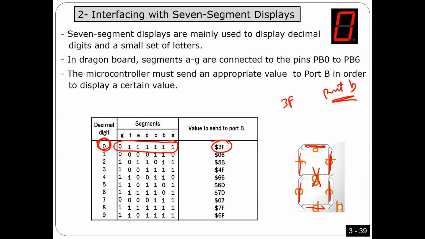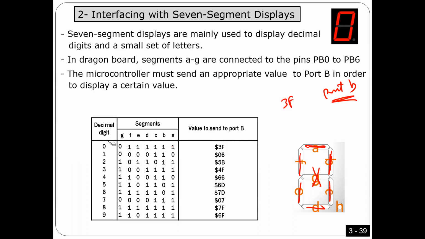Very simple. Every number has a code. If I want to put this number on the 7 segment, I just put this code in port B. That's very simple. Okay.